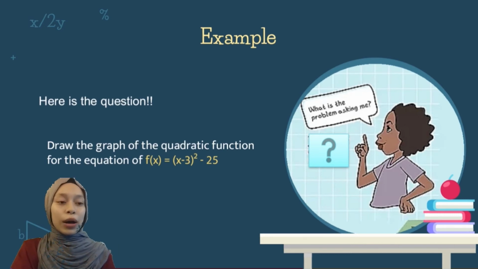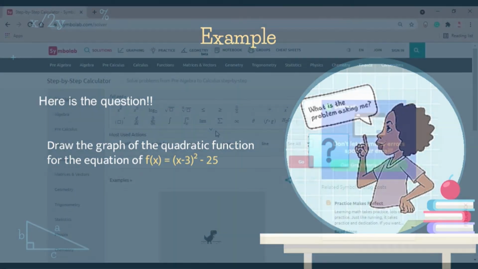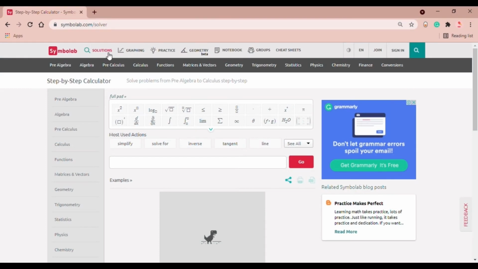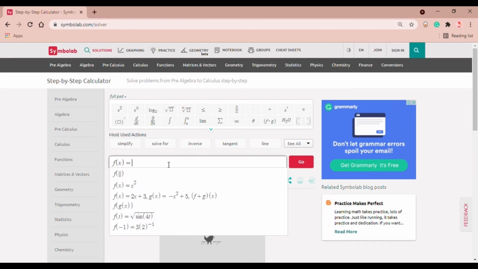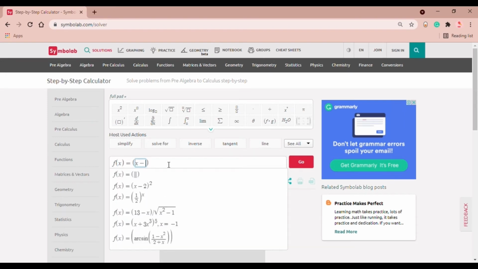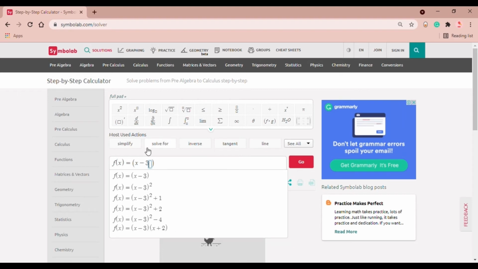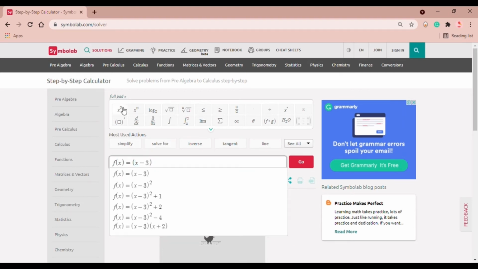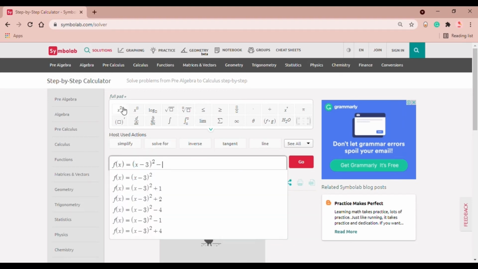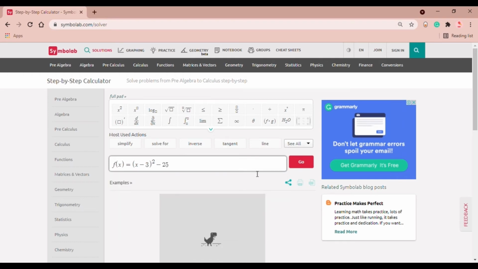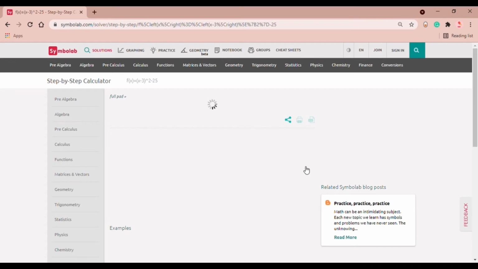So let's go. Now we go back to the solution and insert our problem here. Our problem is f(x) equals, in brackets, (x minus 3) squared, and minus 25. You click go and the website will give you the solution.